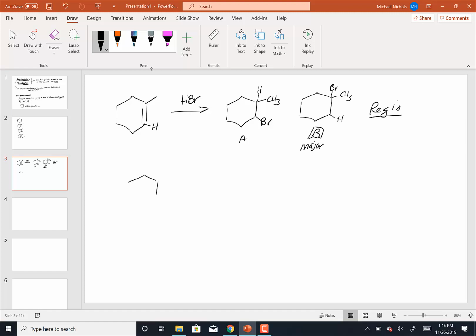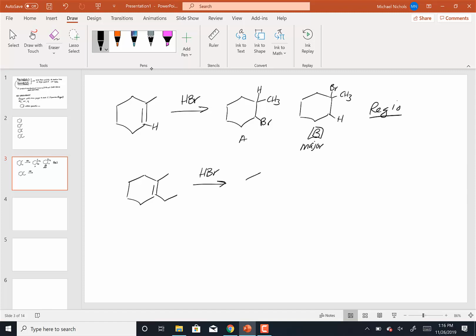But let me change that. So how about I put a methyl group and an ethyl group? And let's do the same reaction. When I ask you these questions on the exam, just like in that problem set, I'm going to say write the major product of the reaction and tell me whether the reaction is regio, stereo, both, or neither. Right now, we're just dealing with regioselectivity.